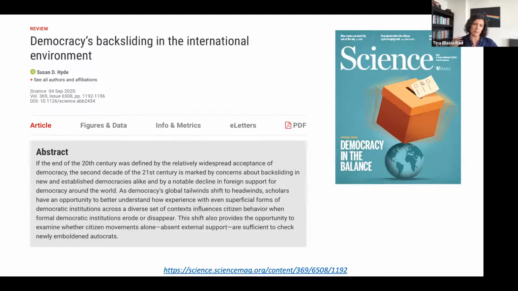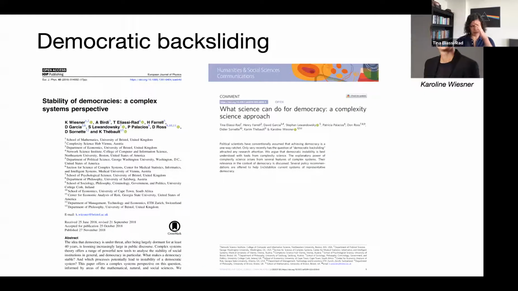And Susan Hyde, who's a political scientist, was pushing for, we should look at, now that we live in these, she didn't call it algorithmically infused societies, we should collect data and do what I was just talking about. And this leads me to two papers that we did, and they were shepherded by Carolyn Wiesner. At the time she was at Bristol.